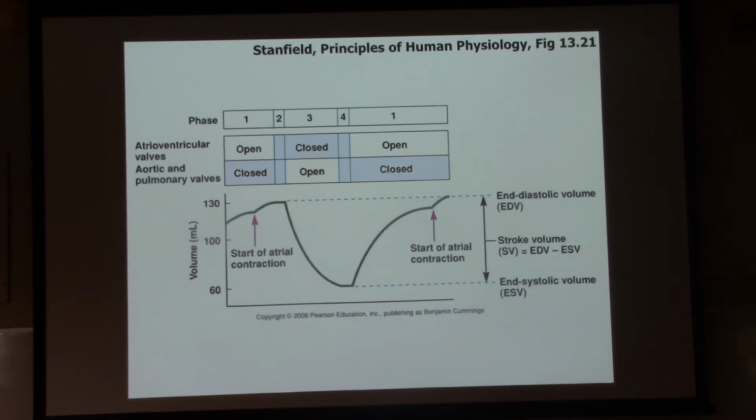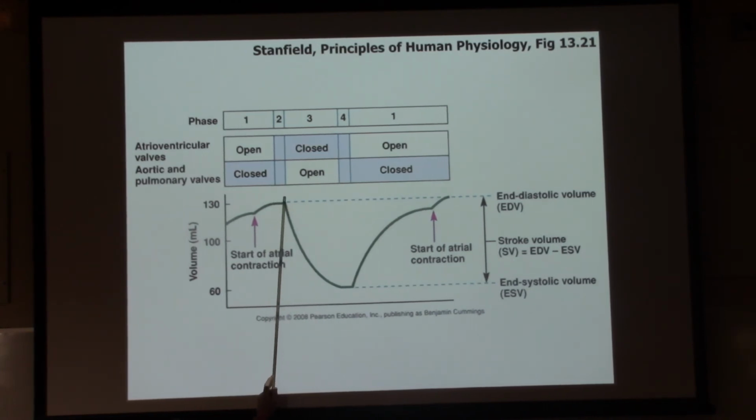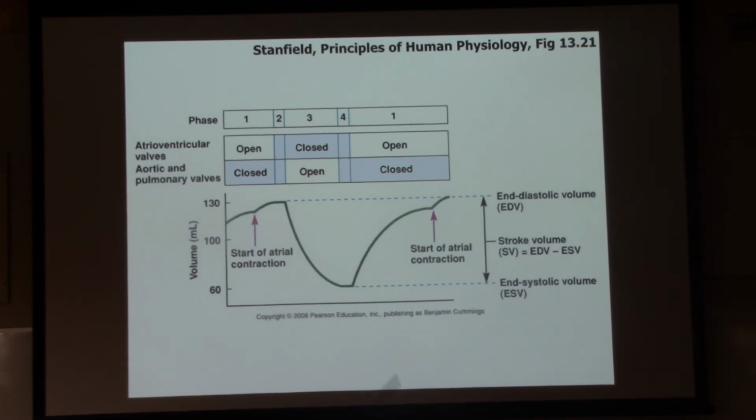All right, let's go on to our 3rd phase, which is isovolumetric ventricular contraction. It's a long name, but it's a short duration. This little bit right here represents our phase 3. Notice that the volume of the ventricles does not change during isovolumetric ventricular contraction. As the name suggests, it's a constant volume. The volume doesn't change.